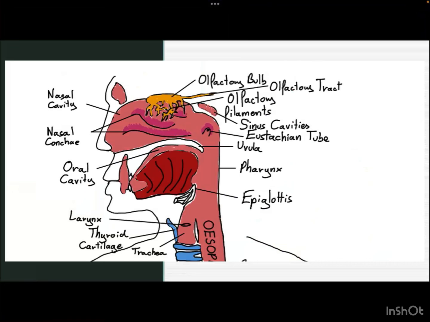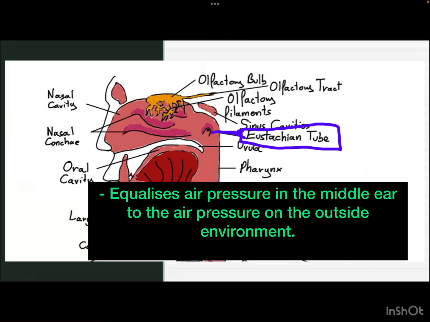Now we got the Eustachian tube, and this is basically a tube that connects the middle ear to the nasopharynx, which is basically the upper part of the throat behind the nose. It has several functions, which includes equalizing air pressure in the middle ear with the pressure of the atmosphere outside.